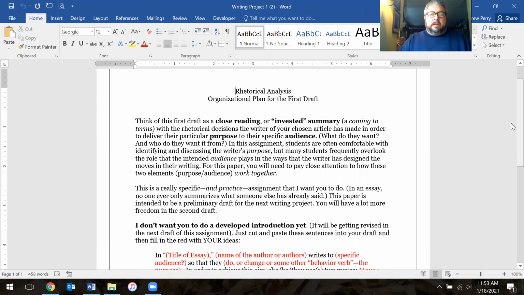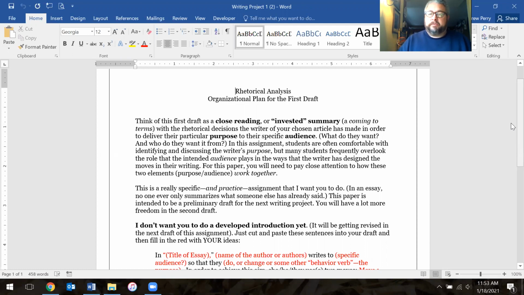But what we're doing is a rhetorical analysis paper. I know that sounds a little intimidating. All that means is a close reading, not just of what the author is saying in an article, but the way they go about making their argument, the various moves that they make to get what they want from a particular audience. So for this paper, you'll need to pay close attention to how purpose and audience work together.